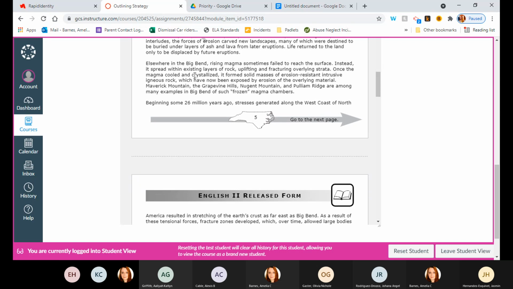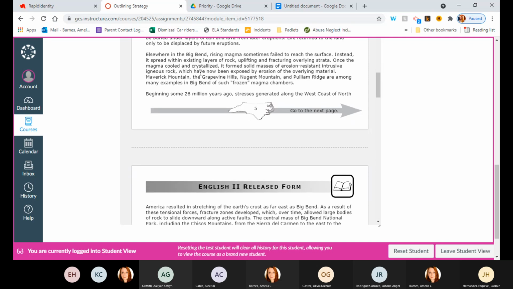Elsewhere in the Big Bend, rising magma sometimes failed to reach the surface. Instead, it spread within existing layers of rock, uplifting and fracturing overlying strata. Once the magma cooled and crystallized, it formed solid masses of erosion-resistant, intrusive igneous rock, which have now been exposed by erosion of the overlying material. Mariscal Mountain, the Grapevine Hills, Nugent Mountain, and Pulliam Ridge are among many examples in Big Bend of such frozen magma chambers.